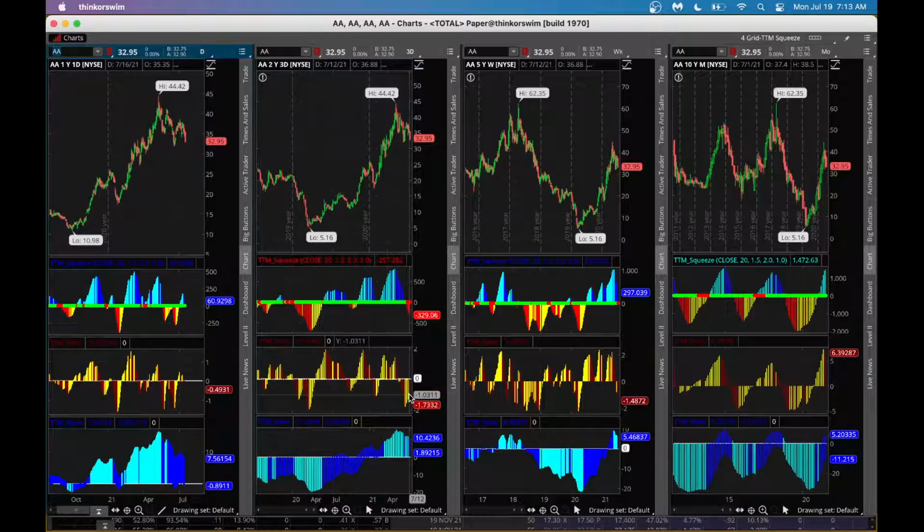We can actually ignore it and trade in the direction of the longer term C wave.